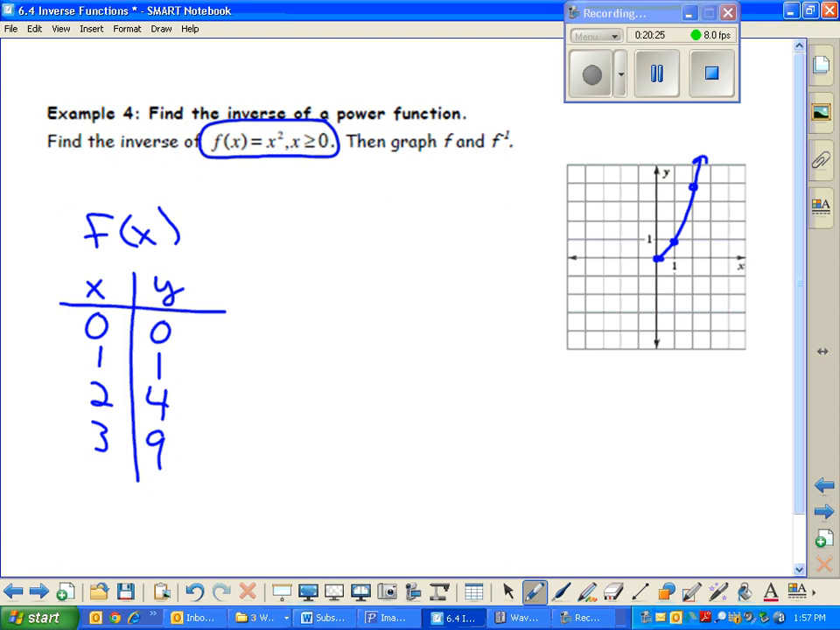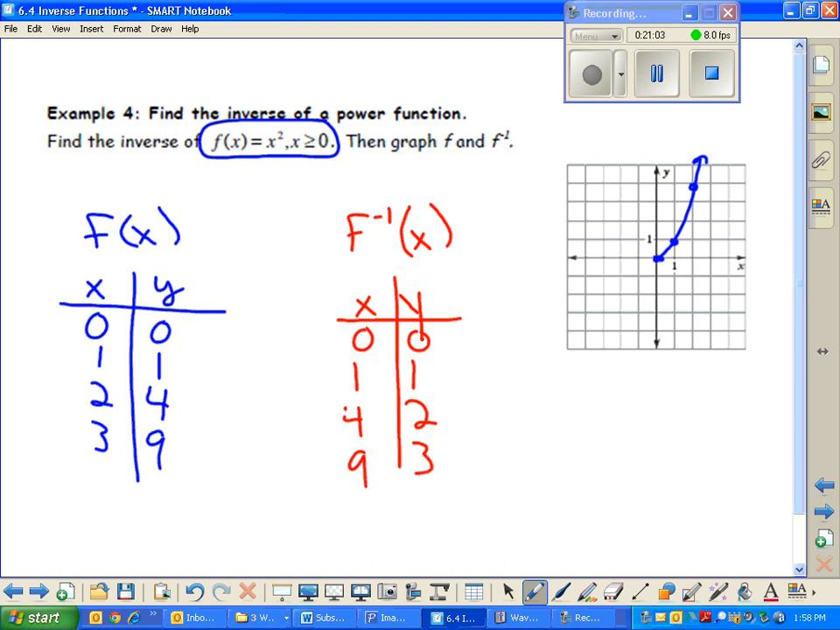To get the t-chart for the inverse, super duper easy. If you want to get the t-chart for the inverse, remember the title of today's lesson is all about switching x and y. So all you're going to do is interchange the columns of your t-chart. That's it. Well, it doesn't look like much when you do the first couple points, because if you swap out 0, 0, you still get 0, 0. And if you swap out 1, 1, you still get 1, 1. But if you swap out 2, 4, you get 4, 2. And then if you swap out 3, 9, you get 9, 3. So check it out.